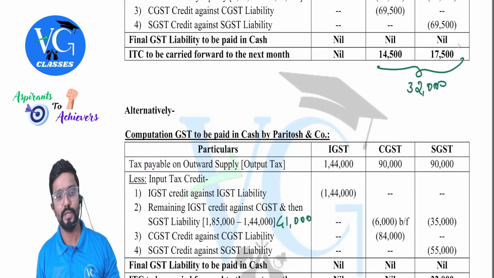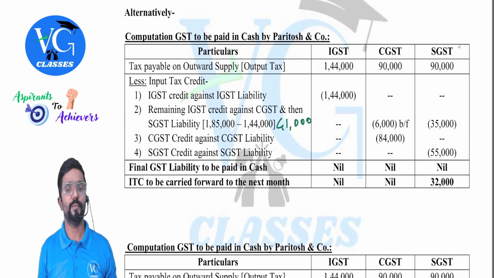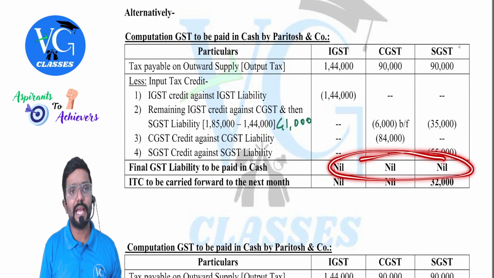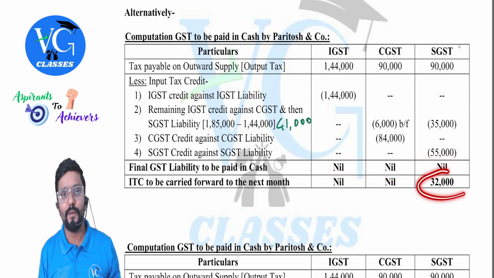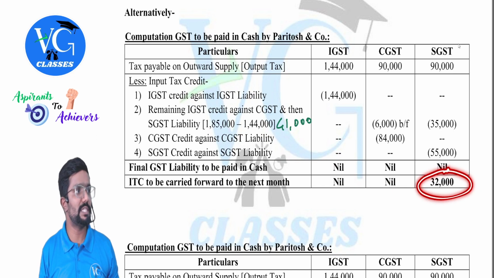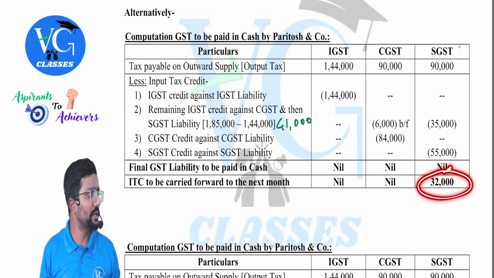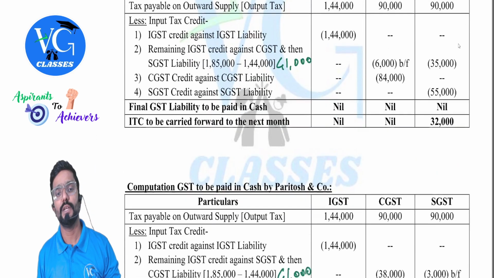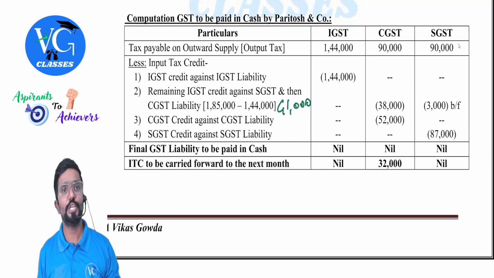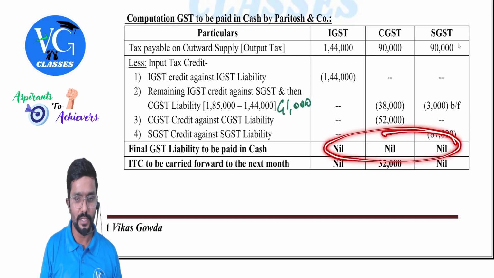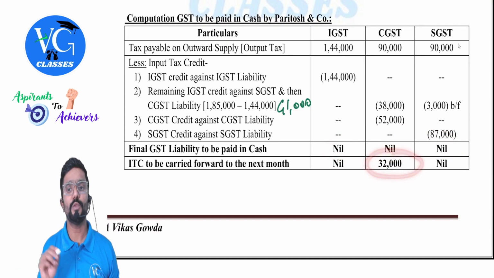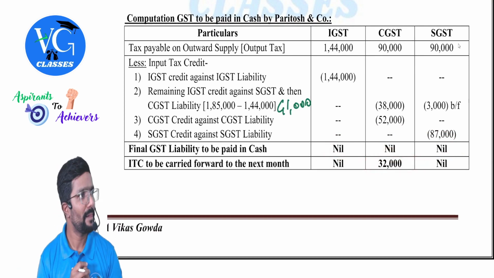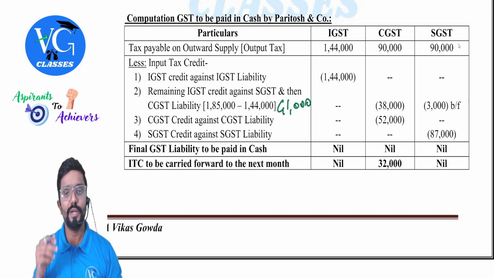Right decision, sir. Then let me come to the next alternative. GST to be paid in cash is nil in all the three cases. Whereas credit to be carried forward, the full 32,000 is SGST. Last one. GST to be paid in cash is nil, sir. How much to be carried forward is the entire amount, 32,000 CGST. Clear?